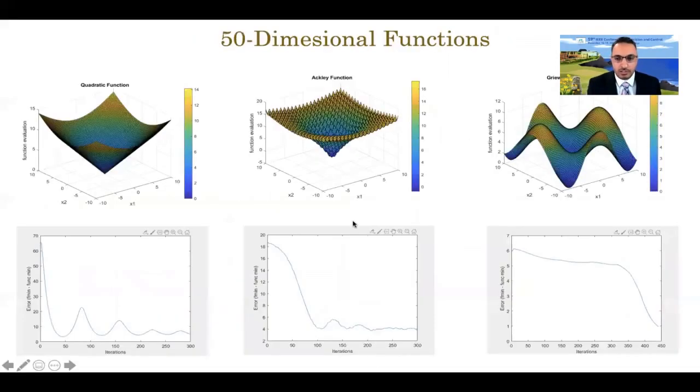We also simulated many other functions, which are not in the paper, as ongoing research. Here, for example, for a 50-dimensional function, this is the quadratic function, this is the Ackley function, which has an infinite number of minimum values, and this is the Griewank function. As you can see in all of these, this is in 50 dimensions, and still we are able to reduce the errors in a reasonable number of iterations.